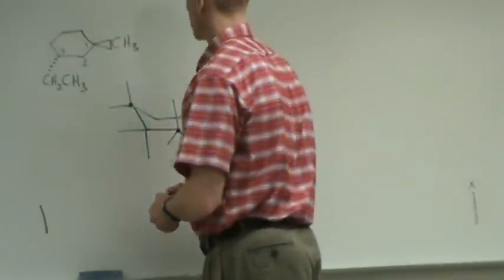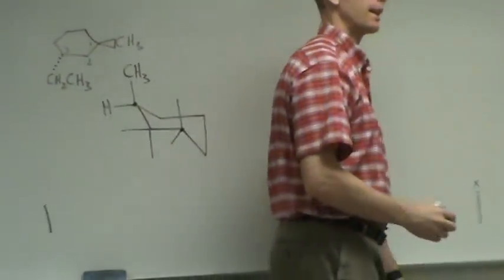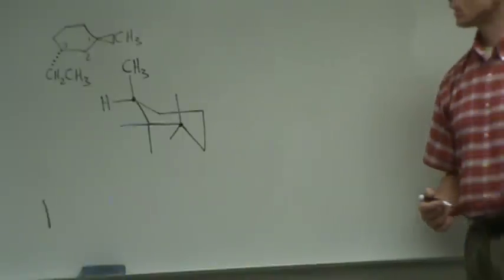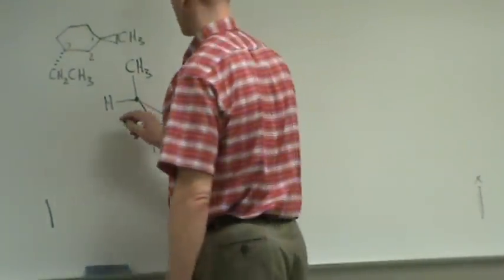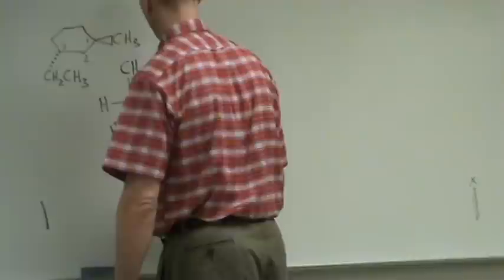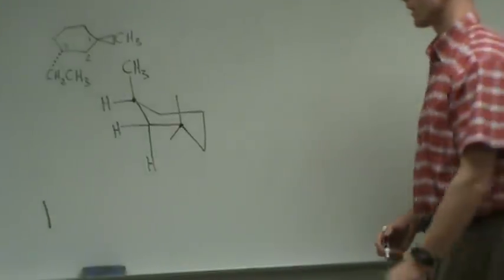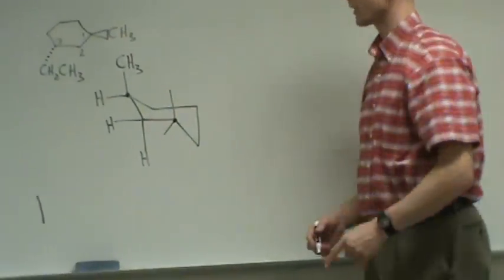So let's put on the groups. On the 1 carbon, I have this methyl. And again, let's just put it on axial to start with. It doesn't matter, let's just choose axial. The 2nd carbon does not have any groups on it, so it just has 2 hydrogens. The 3rd carbon now has the ethyl.